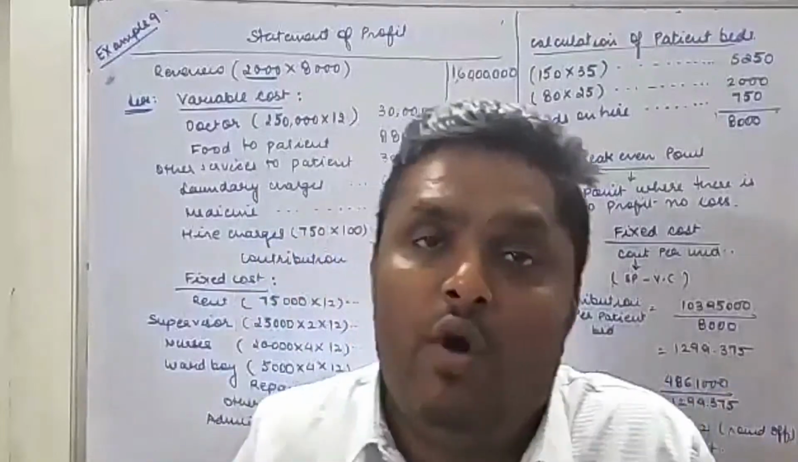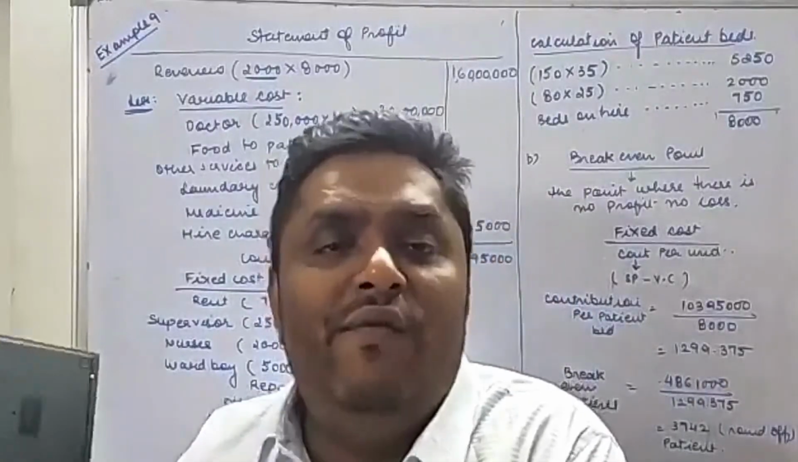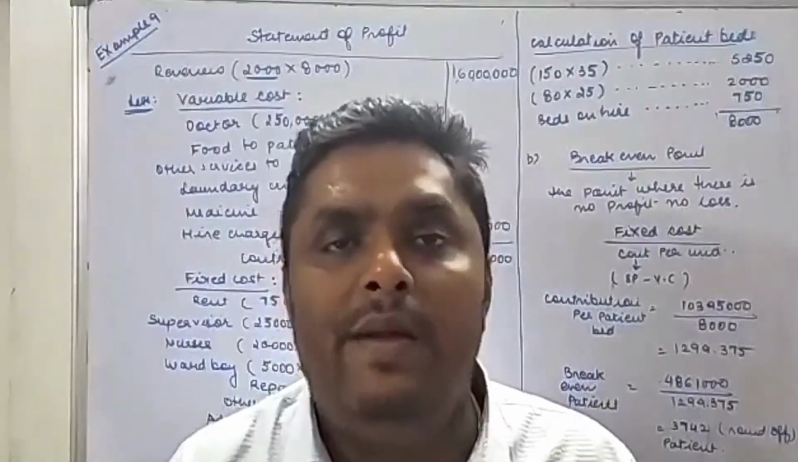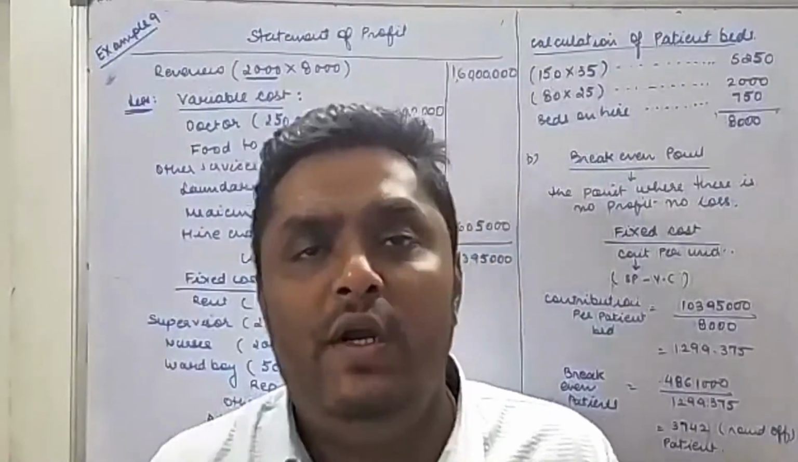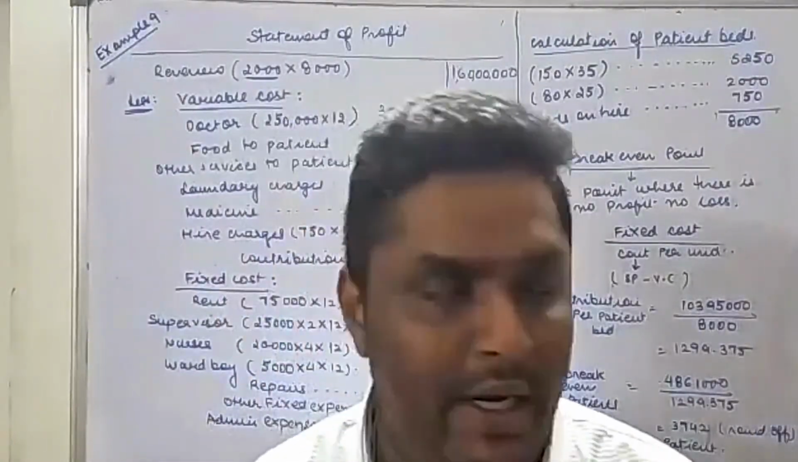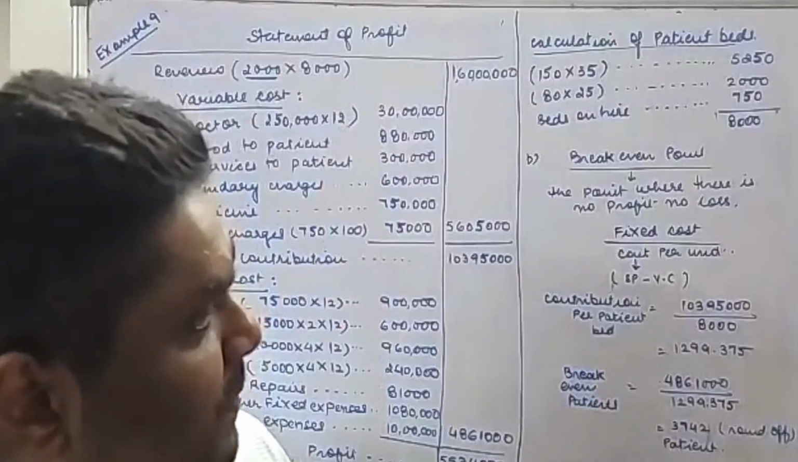But if it crosses 3742, then the hospital will make profit. So 3742 is the point where there is no profit, no loss. We call it the break even point. So this is all about break even point.